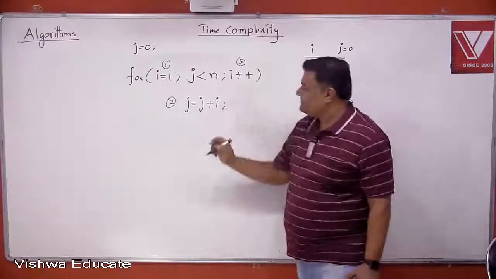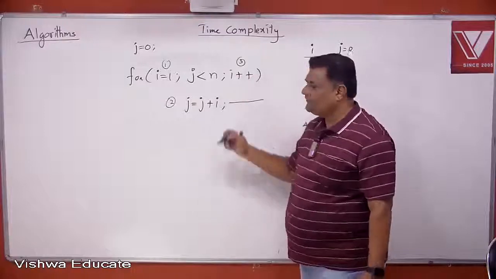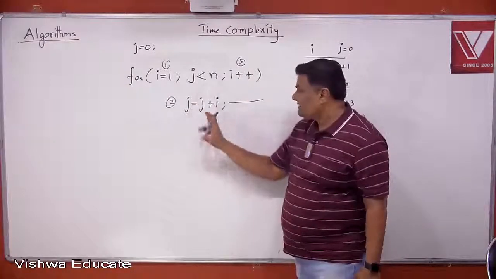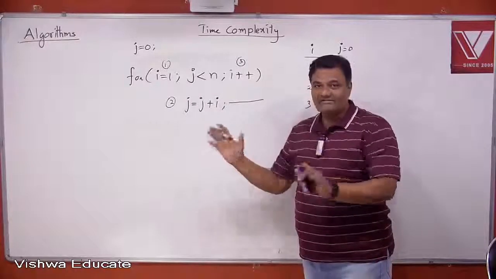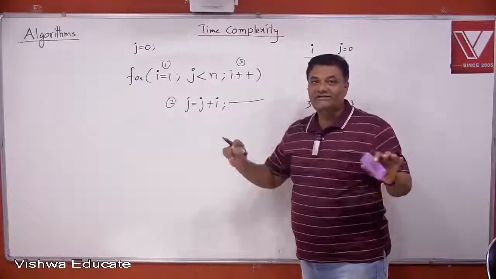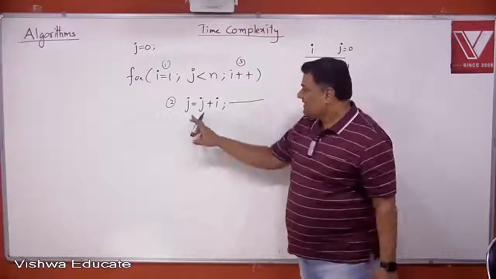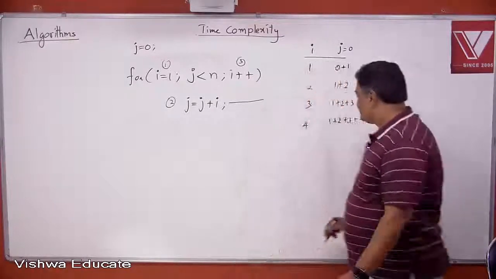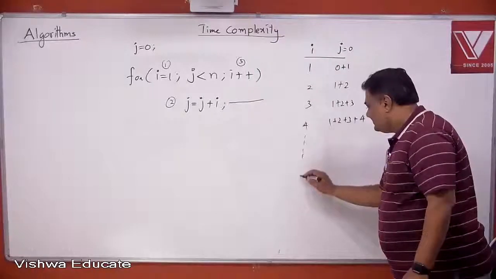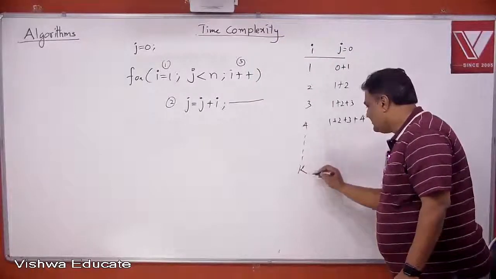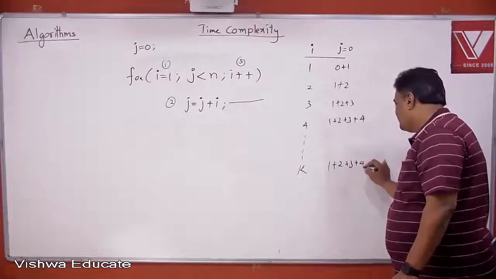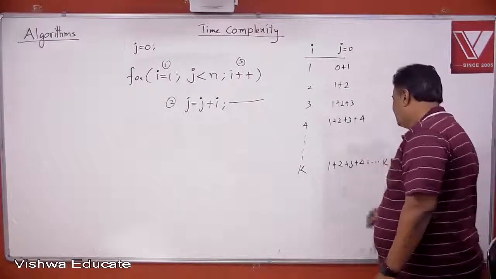How many times will this loop repeat? Is it n times? No, it is dependent on j. And something is happening to j. It is not going linearly, plus plus plus. So j assign j plus i. So we can't say how many times it will execute. So when you can't say, let us say this will repeat for some k times. So this is how much? 1 plus 2 plus 3 plus 4 plus, and so on up to k.